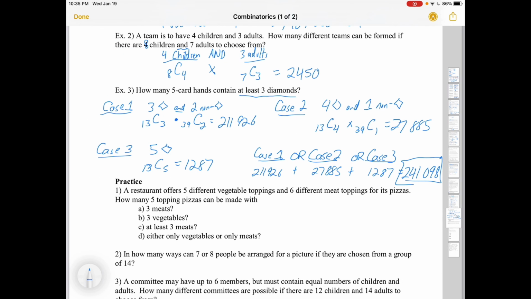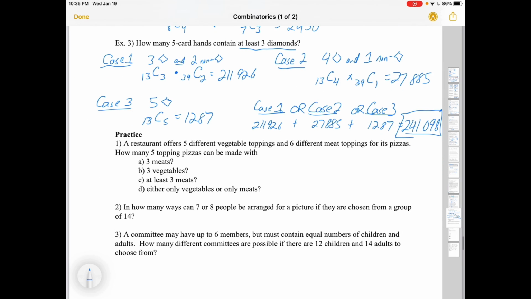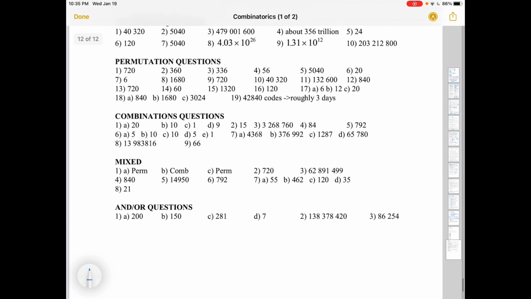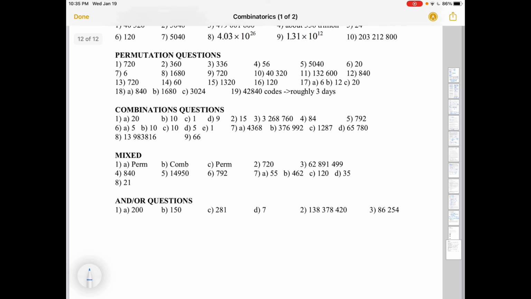As usual, there are some practice questions that you can do around this. There are 3 questions here, and the answers are at the very bottom where it says "and/or questions." Those are the corresponding answers.